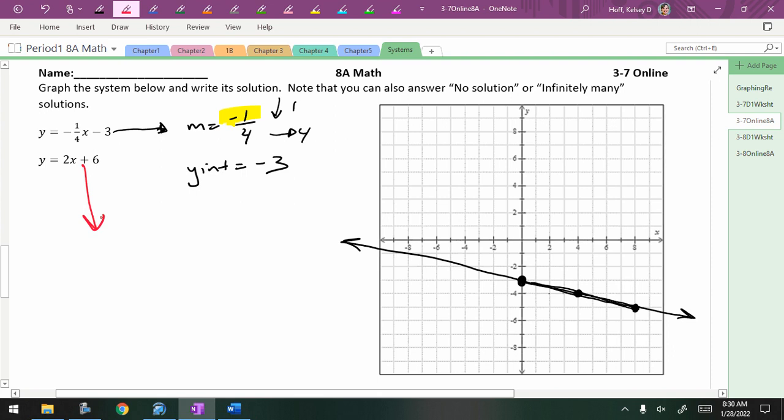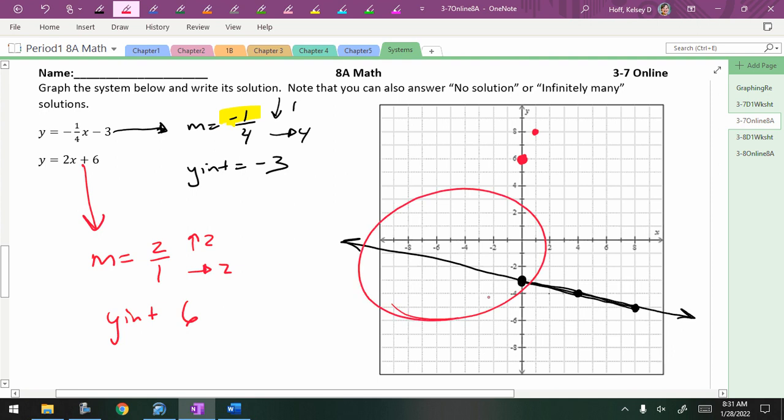Okay, so we take our second line. What's my slope? 2/1. What's my y-intercept? 6. So I start at 6, and I go up 2, right 1. Question for you. Obviously, it's going to cross, but because it's not on the screen, it might not be great. How could we go and get our points down in this area?